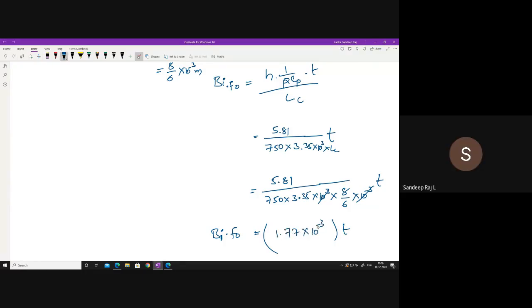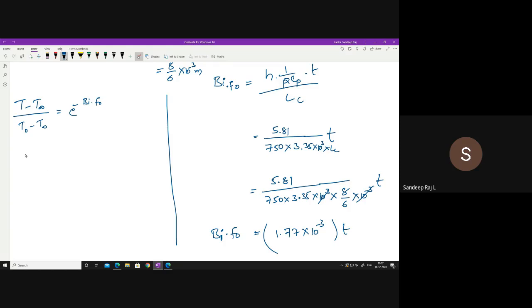0.77 into 10 to the power of minus 3. So that is Biot into Fourier. Now that you know this, you need to calculate the time. The formula here is (T minus T infinity) by (T naught minus T infinity) is equal to e power minus Biot into Fourier. This is the formula.